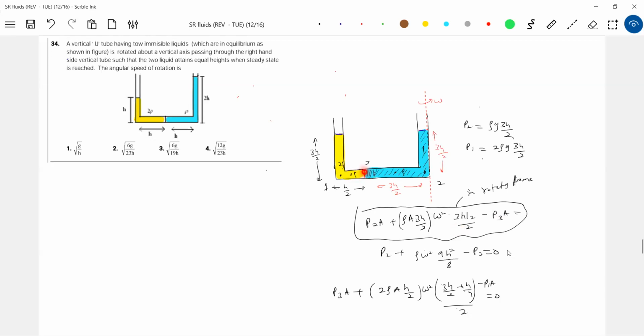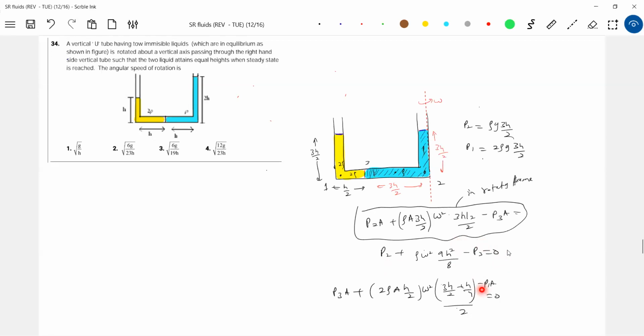Okay, fine. So with respect to this, the equation I wrote is P2A plus rho A, what is the mass of this liquid column, omega square. Why 3h by 2 by 2? Because the center of mass of this liquid column will be at a distance of 3h by 2 all divided by 2 of length, minus P3 equals 0. Okay, this part is over. So we know P2. What is being asked? The angular speed, this omega. Solving this, I'll get an equation between these two.